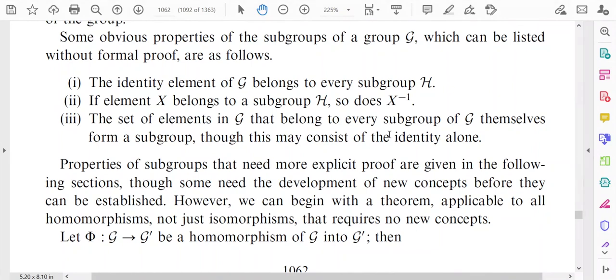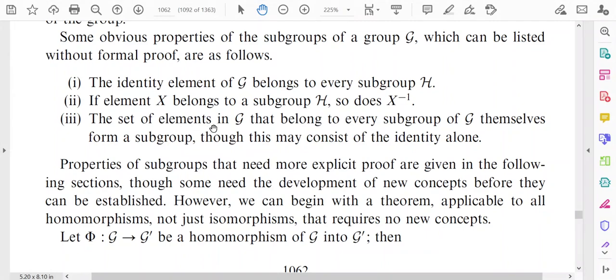Now we will discuss some properties of the subgroup. The first property is this: the identity element of G belongs to every subgroup H. So in every subgroup H there should be the identity element of G, because it is a group under the same law of composition of capital G. So there must be the identity element. And if element X belongs to a subgroup H, so does X inverse. So if X belongs to a subgroup H, X inverse will also be in this subgroup.